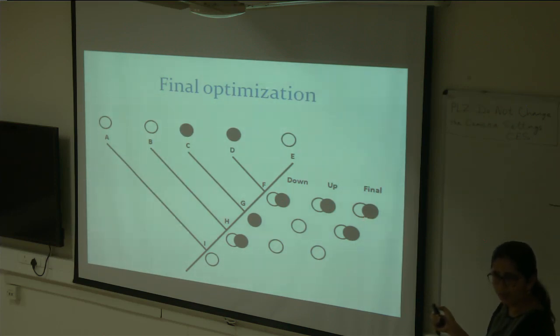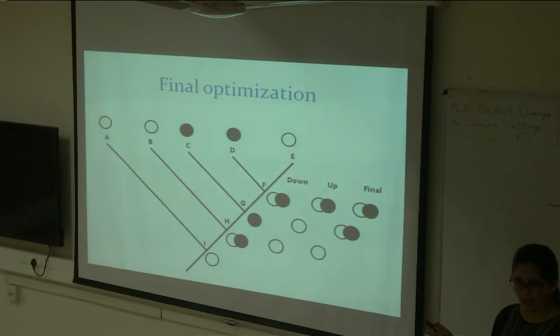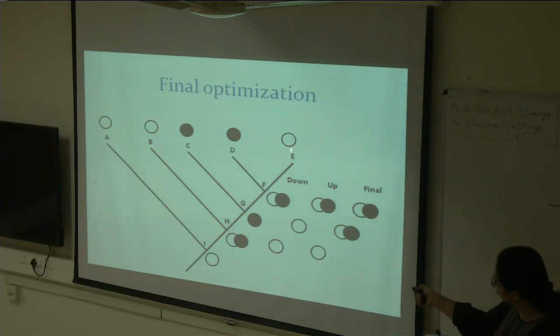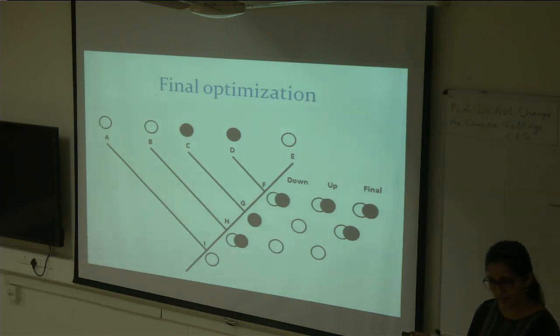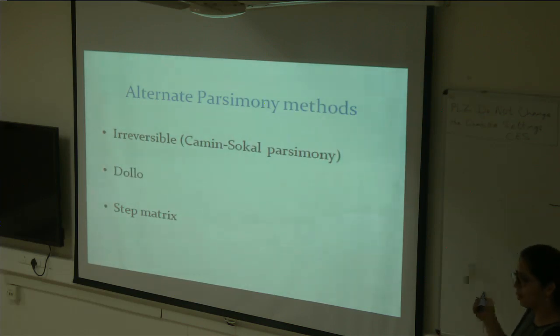Yeah? So it's a very simple way of thinking about it, but what happens is you do tip to root and then root to tip. And this is how you optimize your trait. It could be any trait as we discussed, but this is for the discrete trait. There are other ways within the parsimony which one could use to optimize the trait matrix.